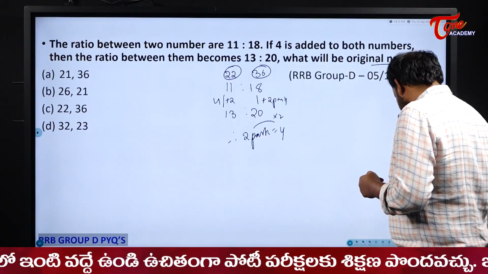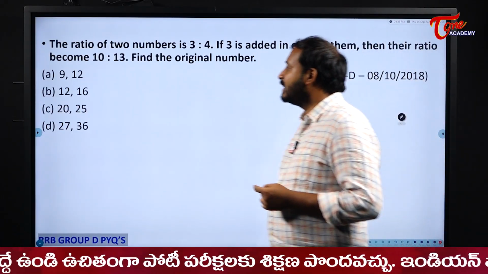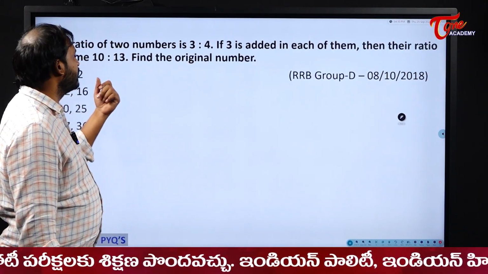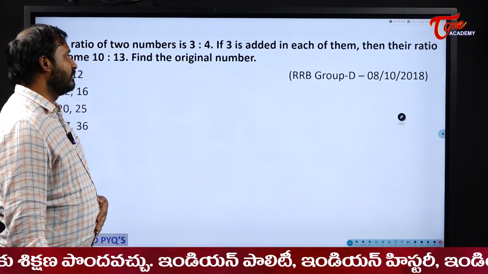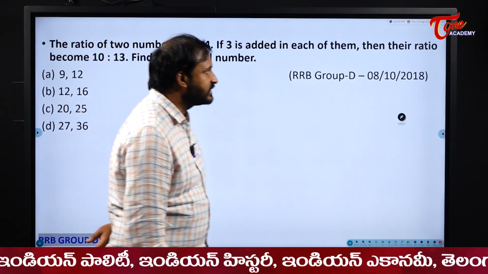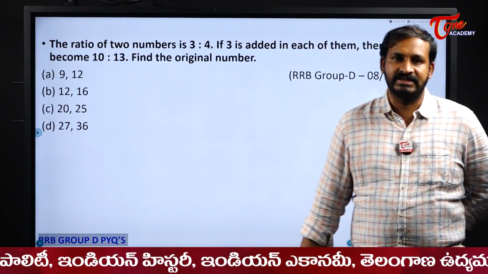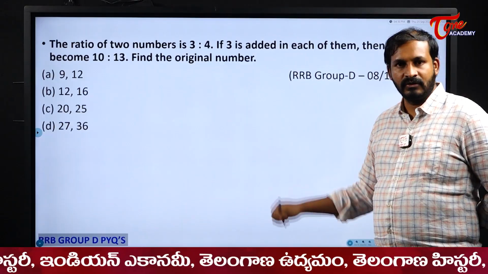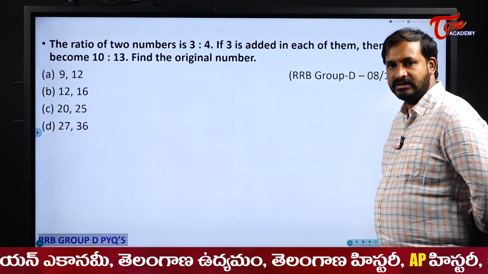Okay, right, next one. The ratio of two numbers is 3:4. If 3 is added to them, then the ratio becomes this one. Find the original numbers. See here, students, please try to solve this question and mention the answer in the comment section. You people know how to solve this one. Already we discussed some 4 to 5 questions. So solve it by yourselves.